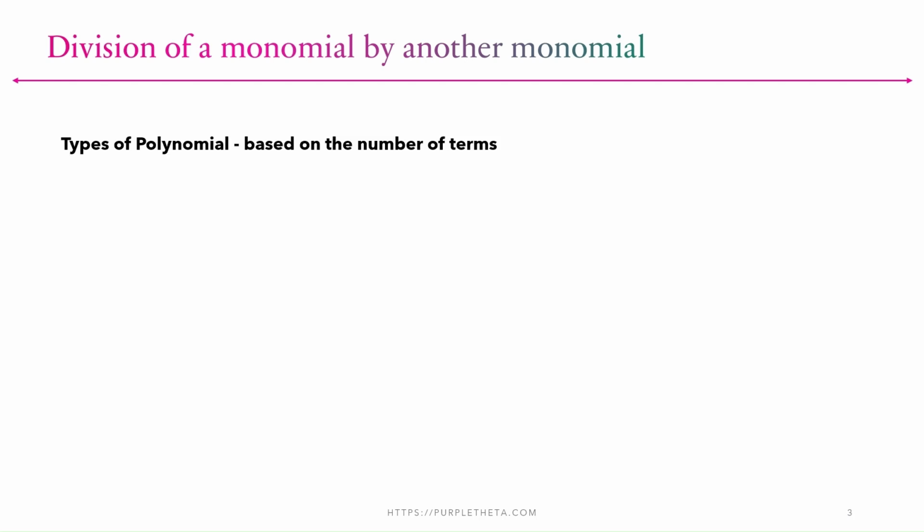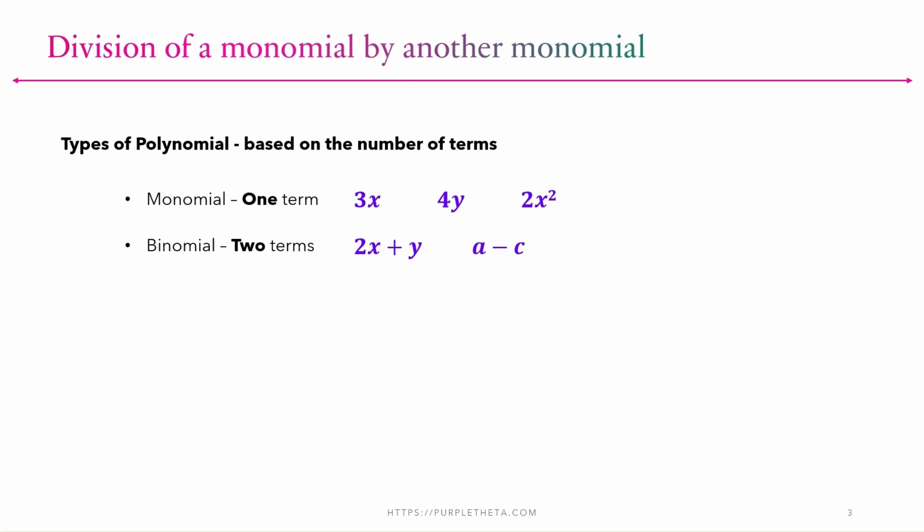Let us see different types of polynomials based on the number of terms. First, there is monomial where there is only one term, right? And examples are 3x, 4y, 2x square. Okay. Then binomial when there are two terms. Couple of examples are 2x plus y, a minus c. Okay. Then in trinomial there are three terms. For example, x square plus 5x minus 3.